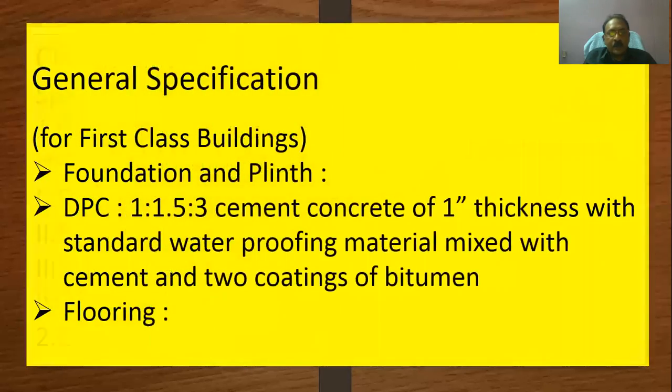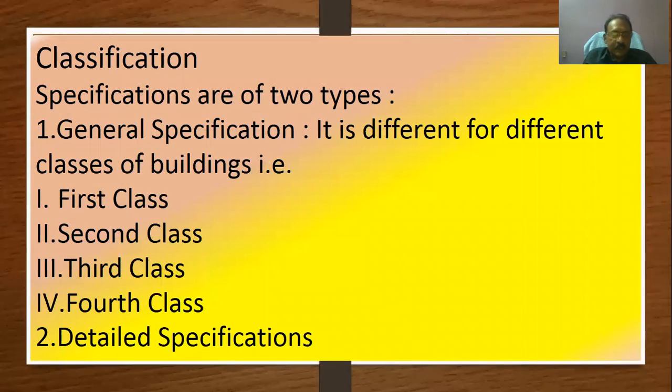Classification. Why is this classification important? In the specification of a building, there are two types. One is general specification. It is different for different types of buildings. Say there are first class building, second class building, third class building, fourth class building. So different types of buildings are there.